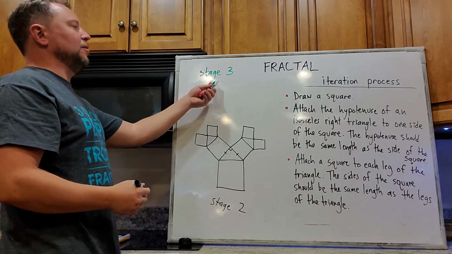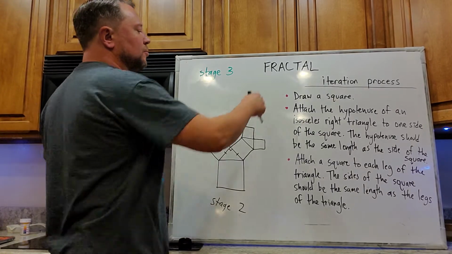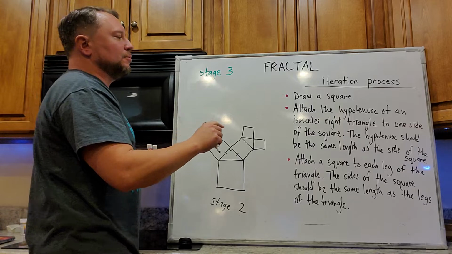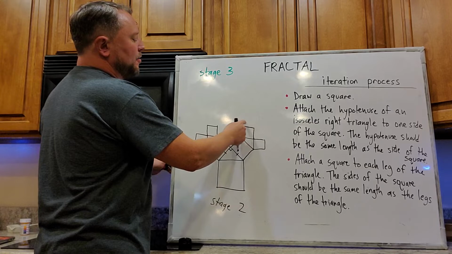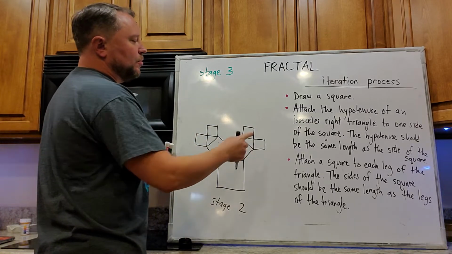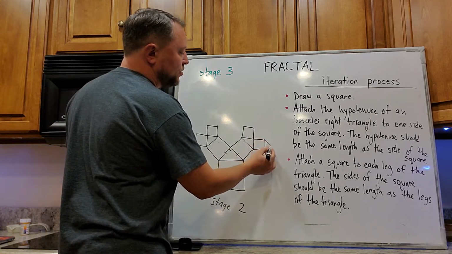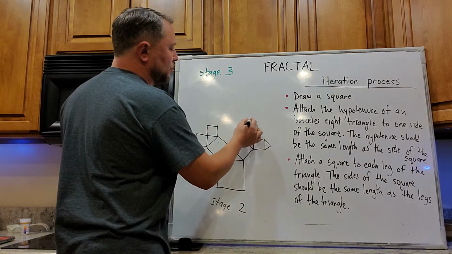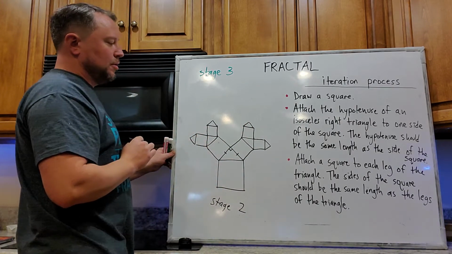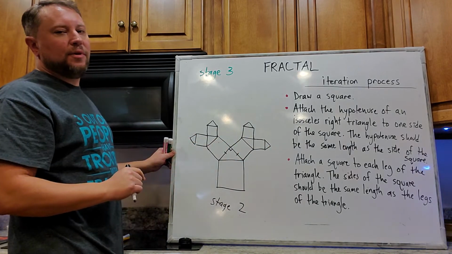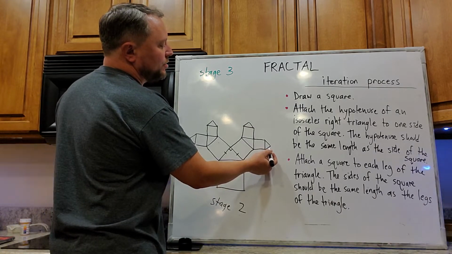Okay, I'm still not done though. They wanted me to do, remember, stage 3 yet. So I still have to go through this set of steps one more time, through the iteration process one more time. So I would take each of my 4 squares here, and again I would attach the hypotenuse of right isosceles triangles. So triangle, triangle, triangle, triangle. And don't forget then, for the last part here, to attach the squares. So now I'd attach a square to each of these legs.